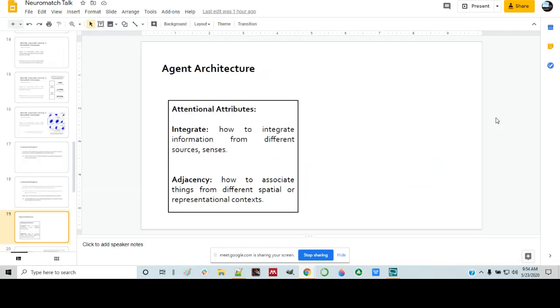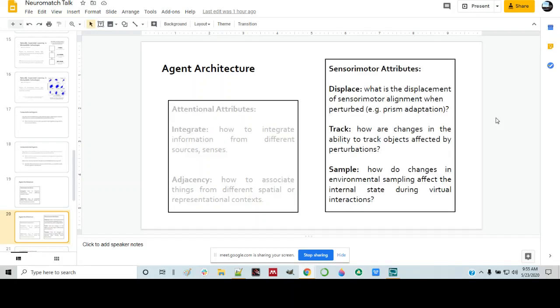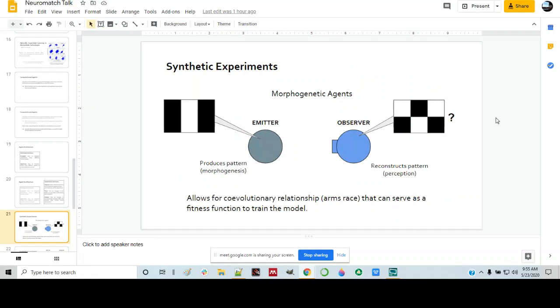Our agent architecture involves attentional attributes like integrate and adjacency. These have to do with how you're integrating information from different senses, and how to associate things from different contexts. But you also have sensory motor attributes, so you look at things like displacement and tracking and sampling of the environment. We have a couple of examples. One is from something called morphogenetic agents, where you have one agent that's emitting a pattern and one agent that's observing and reconstructing that pattern. This allows for a coevolutionary relationship between the two that allows for learning and training of the model.